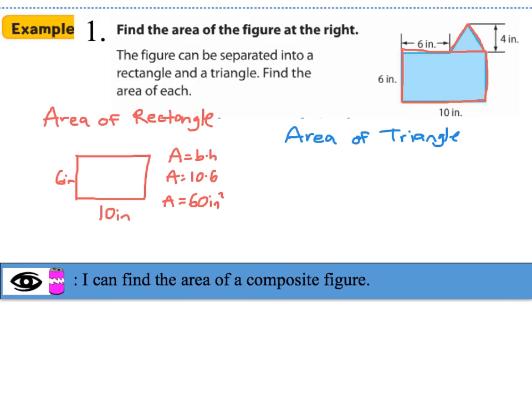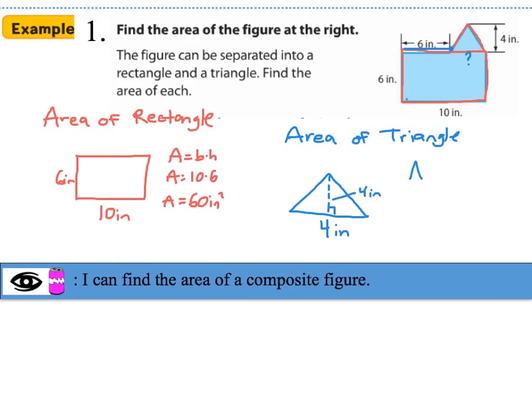So now let's figure out what the area of the triangle looks like. Here's the triangle, and the base of the triangle is unknown. But if I know that the base of the entire rectangle is 10, and from this point to this point is 6, I will just have to subtract 6 from 10, so I know that the base of this triangle is going to be 4 inches. And the height is also 4 inches.